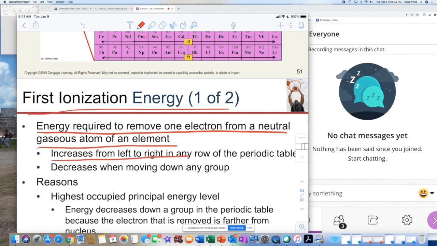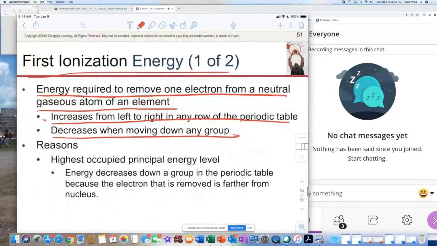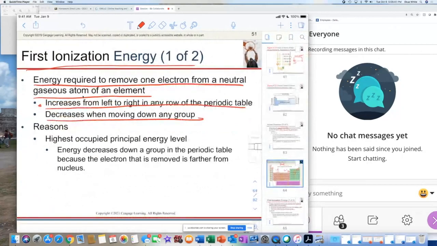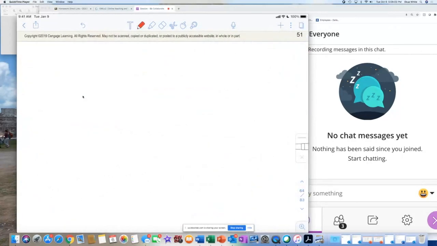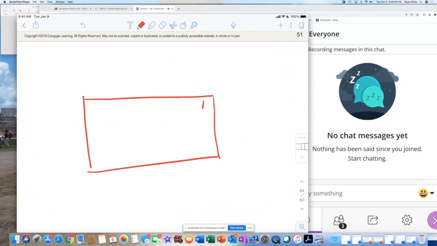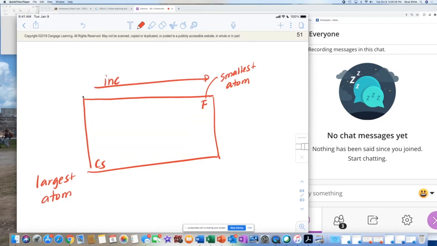It increases from left to right in any row of the periodic table, decreases when you're moving down the group. So with this one here, let me show you the little scheme or picture I draw. I draw the same picture we just talked about, atomic size. This is supposed to be a square. I have fluorine right here. I know fluorine is the smallest atom, and then cesium, largest atom. Then I know going towards fluorine, you have decreasing atomic size, right?